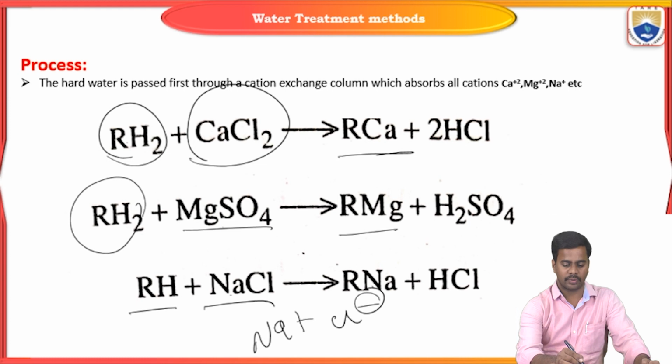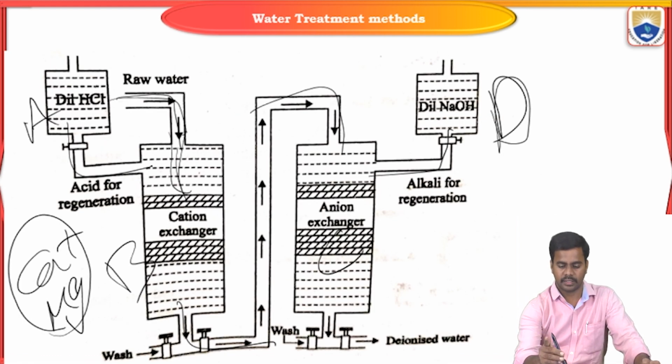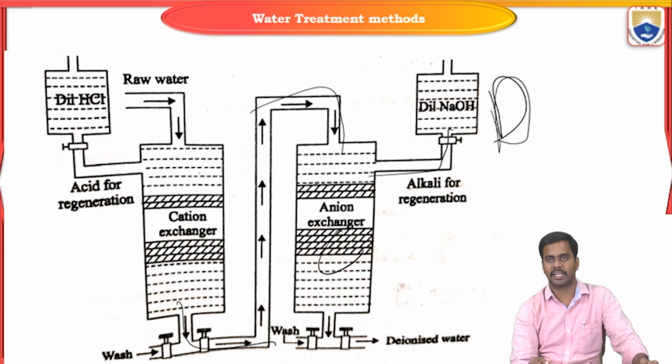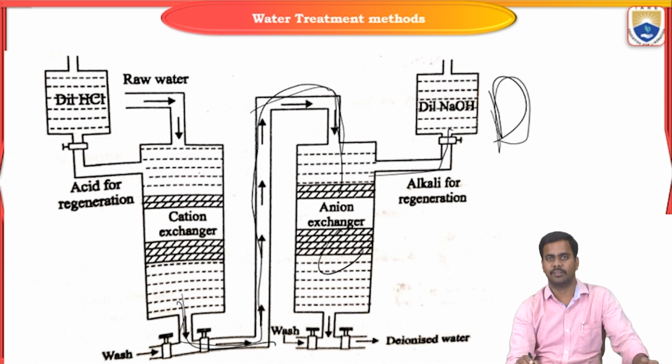Next step. The same water, after removing cations, is passed through tank C, where the anionic exchanger is present in the middle of the tank.